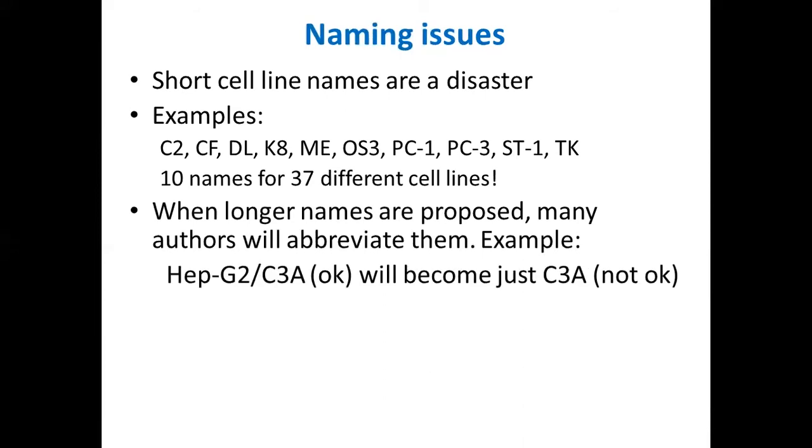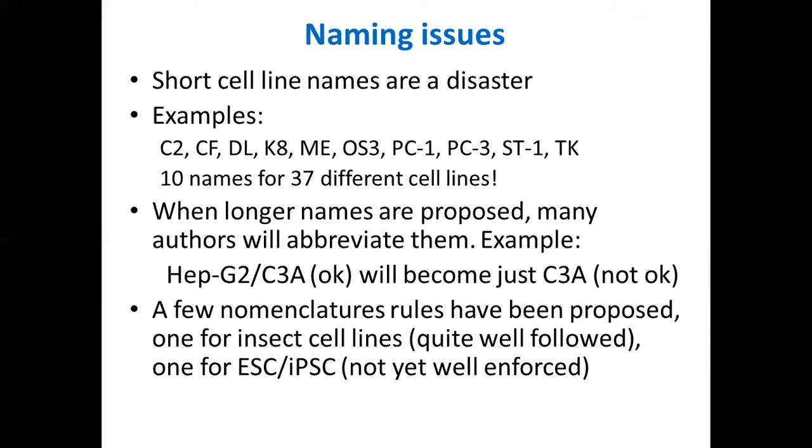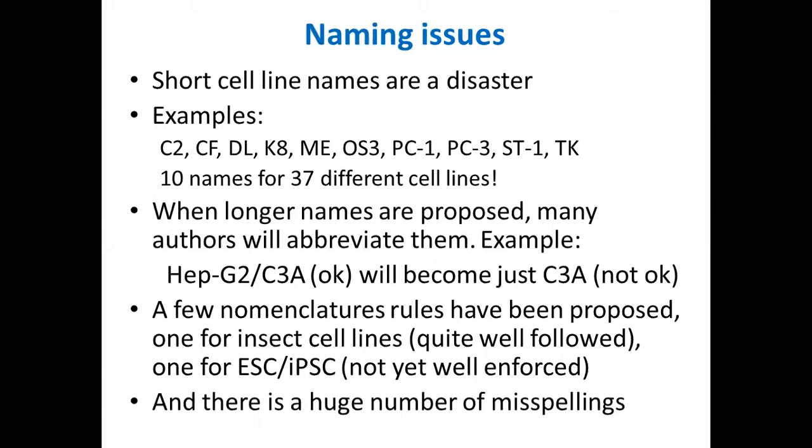So for example, you have this cell line called FG2C3A, which is okay, it's a derivative of FG2, but people just put in papers C3A, which is not okay. Now, unfortunately, there are only a few nomenclature rules which have been proposed. One for insect cell lines, which is quite well followed, but that's a small niche in terms of the number of cell lines catered by this group of people who work on insects, and one for embryonic stem cells and pluripotent stem cells also, which is not yet well enforced, but I think it's getting better and better. And now the journal Stem Cell Research, which publishes 1-page or 2-page articles on iPSC, is asking authors to use this nomenclature. And of course, in addition to that, there are a huge number of misspellings in papers and also in catalogs of cell lines.